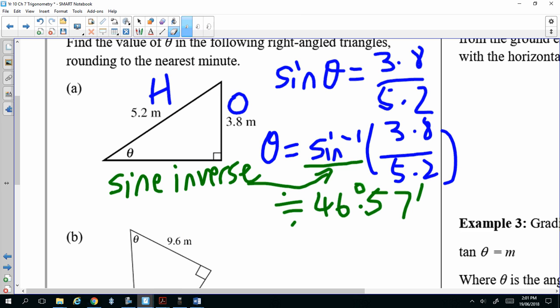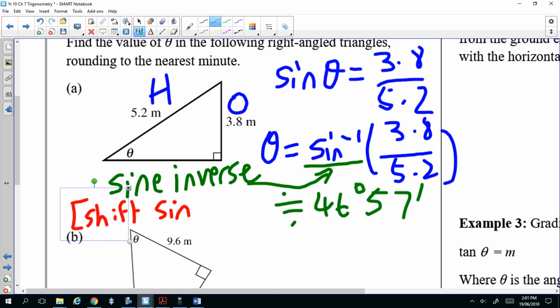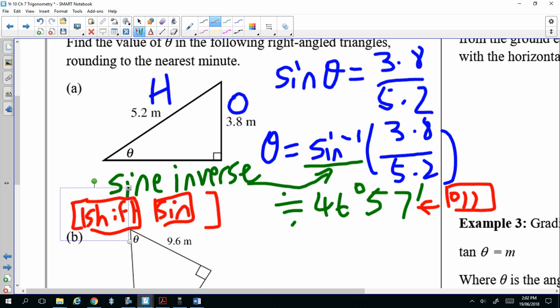So let me briefly write down the calculator button. So to do that, you have to do shift sine on your calculator. Okay, shift sine to get the answer. To get it in nearest minute, just press this button. Degree, okay? Alright, good. No further question, we'll try the next one.